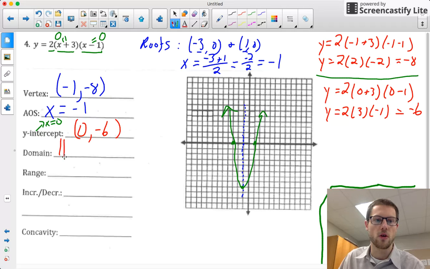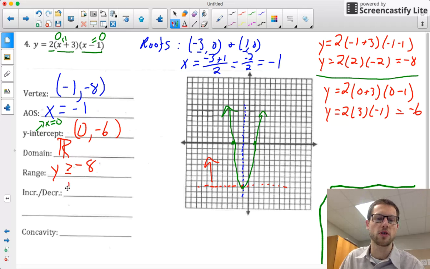My domain is all real numbers, all possible x values in this thing. And my range is everything from this point upwards. So that's going to be given as y is greater than or equal to negative 8.